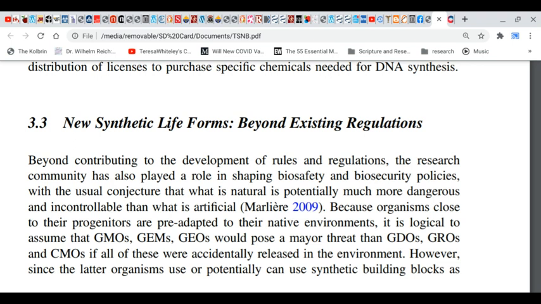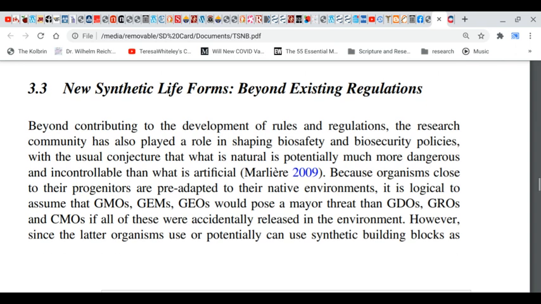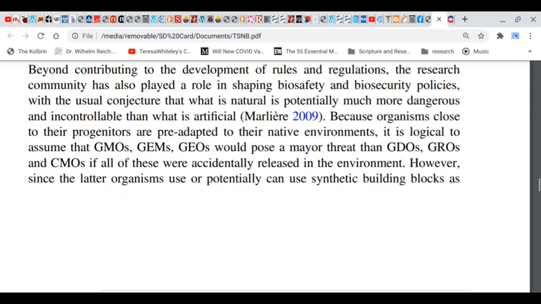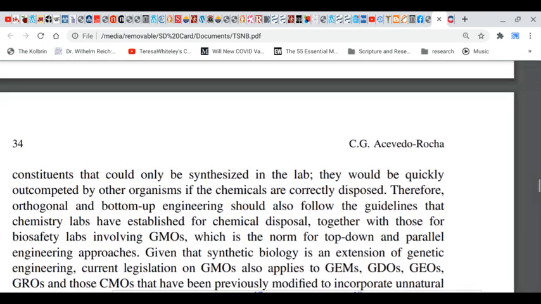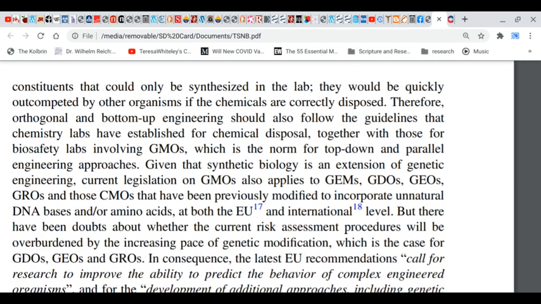than GDOs, GROs, and CMOs if all these were accidentally released in the environment. However, since the latter organisms use or potentially can use synthetic building blocks as constituents that could only be synthesized in the lab, they would be quickly outcompeted by other organisms if the chemicals are correctly disposed. Therefore, orthogonal and bottom up engineering should also follow the guidelines that chemistry labs have established for chemical disposal, rather, or together with those for biosafety labs involving GMOs, which is the norm for top down and parallel engineering approaches.